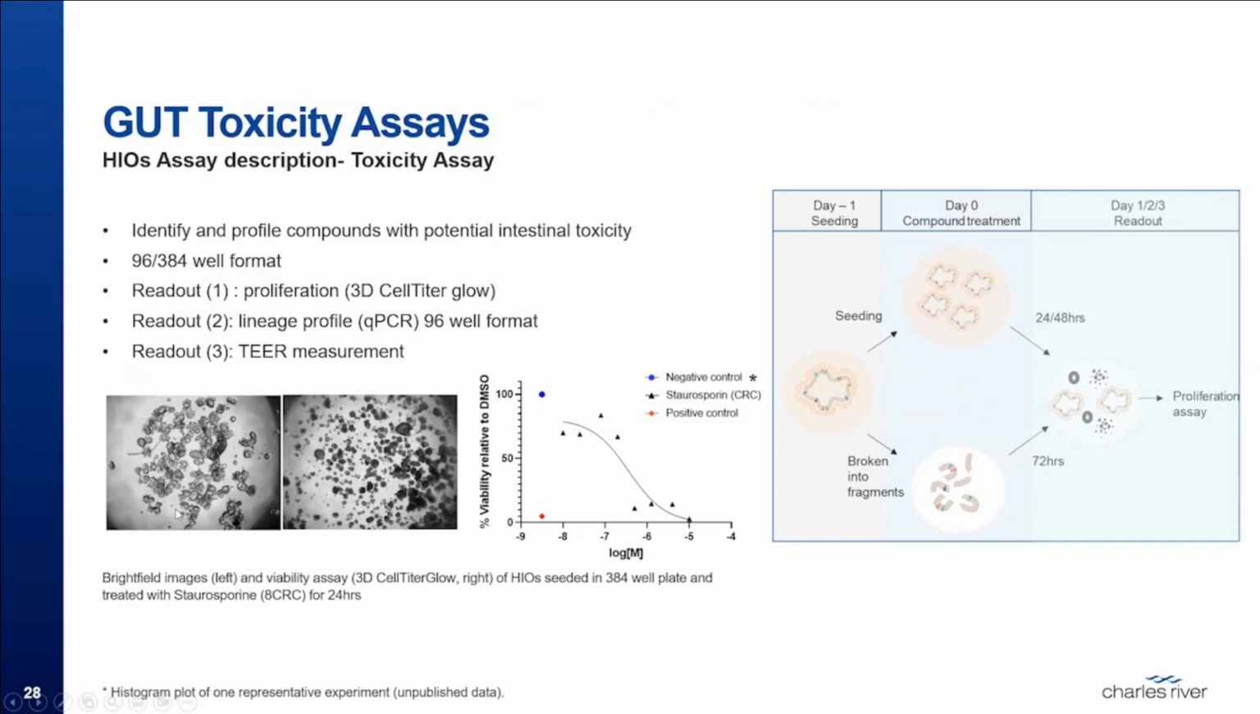For instance, here you're looking at organoids that have been treated with staurosporine. We can determine the toxicity. We can look at the lineage profile of the cells, see if the compounds affect certain specific cell lineages. And then obviously we can look also at whether the intestinal barrier is affected when there is the activity of the compounds that you are testing.